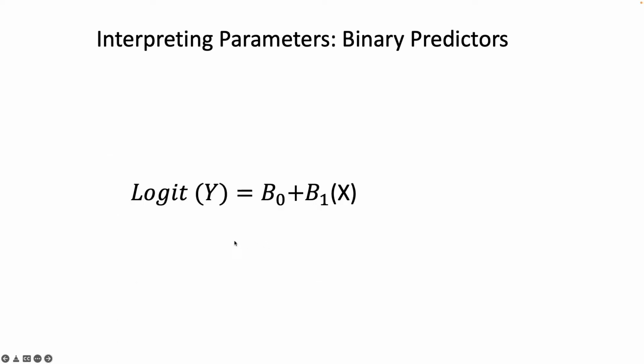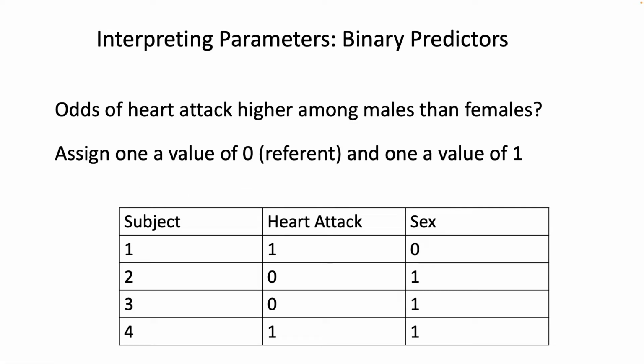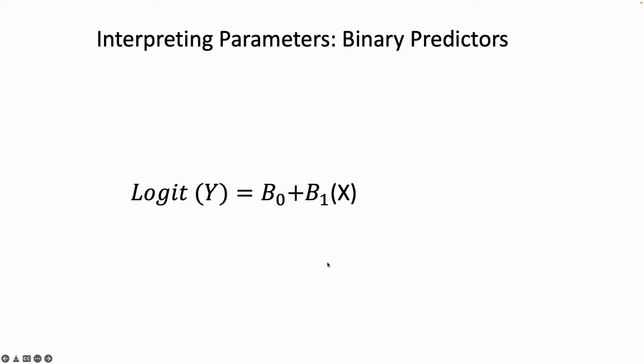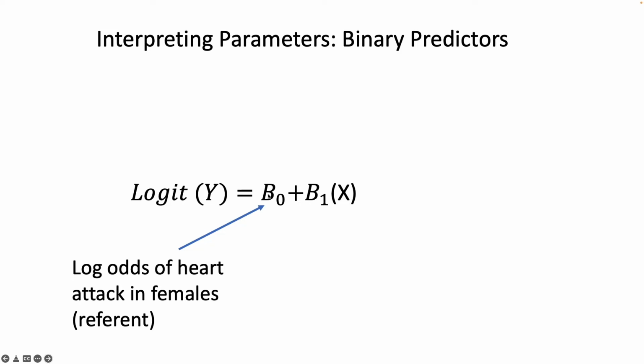As far as interpreting the various parts of this line, to start with, you would input this data into SAS or some other software like Stata or R. I'm not going to go over this, but you would give it the information it needs to create a logistic regression line from your data, and it would spit out values for this. How we'd interpret those is this intercept here is the log odds of a heart attack in the referent category, so females.